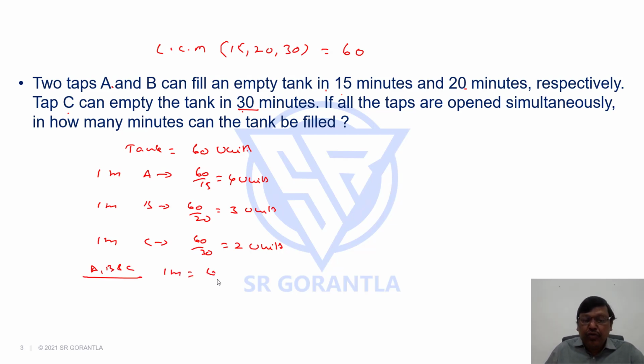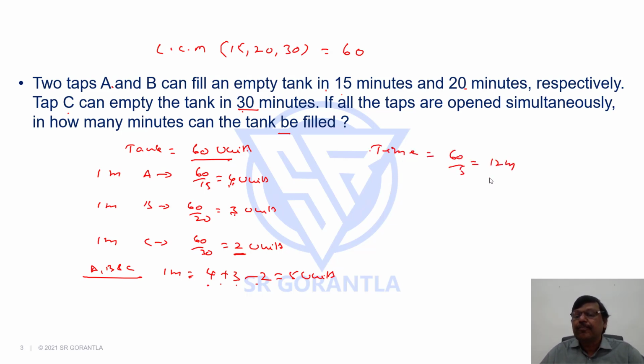So now when A, B and C all three work together, in 1 minute how much work is done means 4 plus 3. These two are filling and we have to fill the tank, so we'll add these two, and this is the third one. C is emptying the tank. Because it is emptying, we'll subtract it. That's the only difference here, whether two taps are filling or emptying. If both are filling, we're adding them. This is emptying, we're subtracting it. So 4 plus 3, 7 minus 2, 5 units work is done in 1 minute. To complete 60 units work, the time required is 60 by 5, that is 12 minutes.